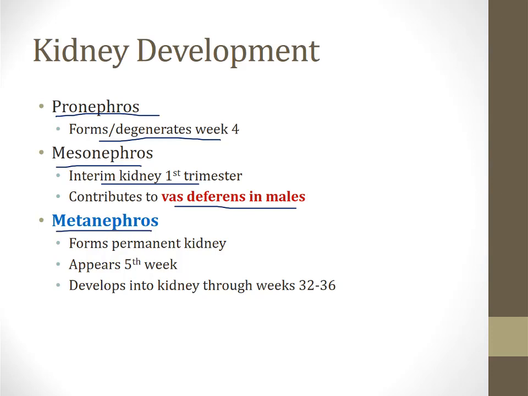This is the structure that goes on to form the permanent kidney. It appears around the 5th week of development, and then it continues to develop into the kidney all the way through weeks 32 through 36 of gestation. And just so you have a picture of this in your mind, in utero there is a structure called the mesonephric duct. This is a structure that's very important to development of the genitals in males, and I talk about it a lot in the reproductive genital embryology videos.